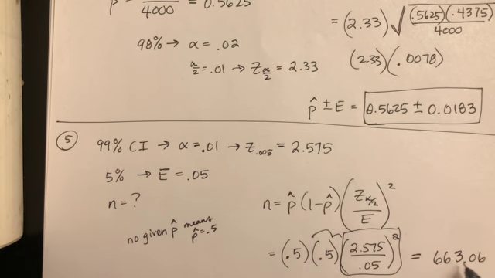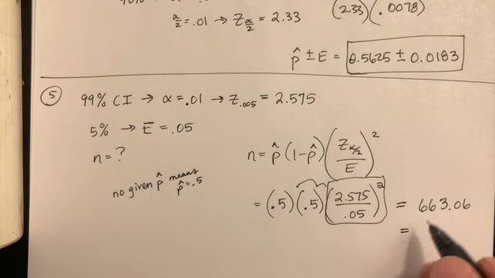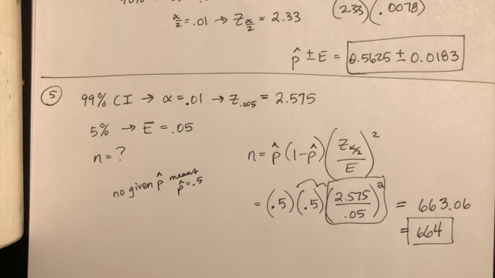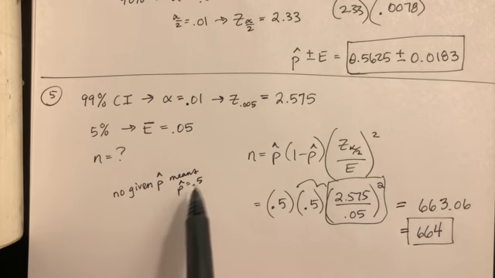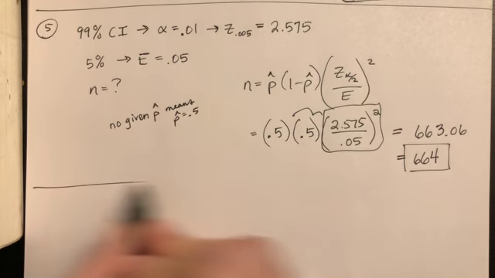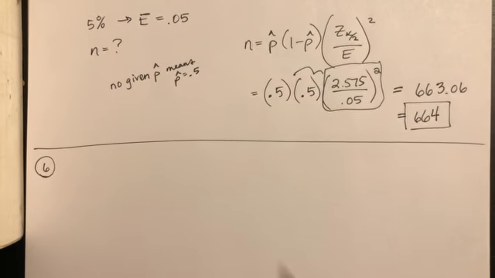And we're going to get 663.06. And when we're doing these sort of things, we got to get a sample size that's going to do it for us. Going over is going to do it for us, but going under is not quite. So any decimal is going to round up to the next whole number. That's why the answer in this question is D, 664. So if you're not given p hat, it means p hat is 0.5. We have to arbitrarily say that.